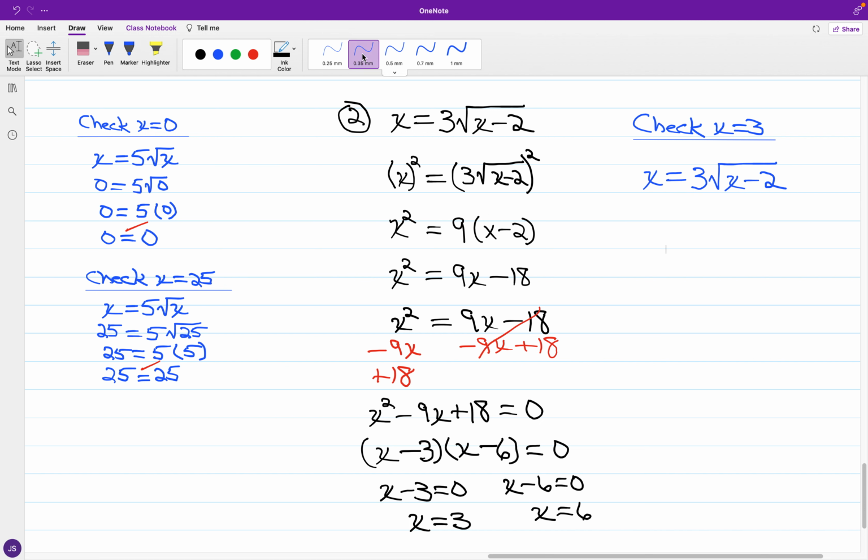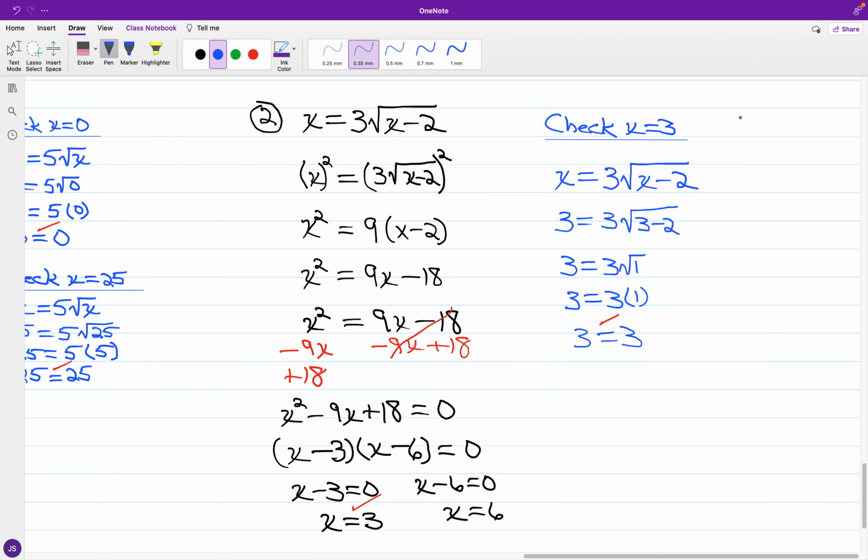With x at 3, we have 3 is equal to 3 times the square root of 3 minus 2. And 3 minus 2 is 1, and the square root of 1 is 1. And 3 times 1 is 3, and 3 is equal to itself. So 3 is going to check out.